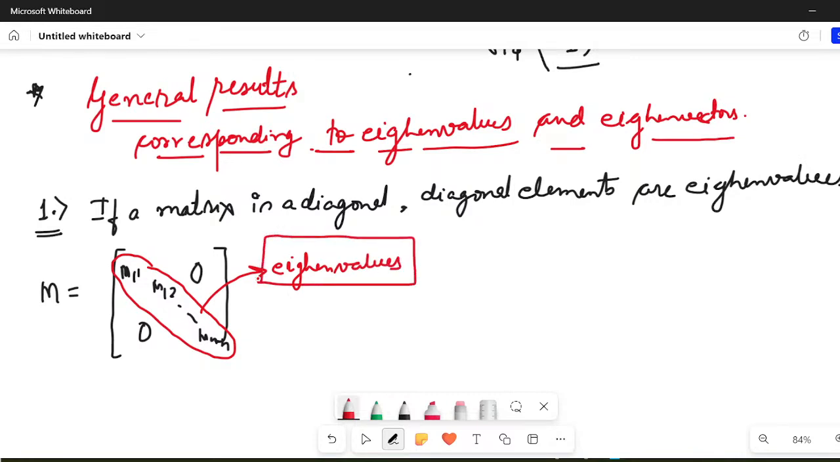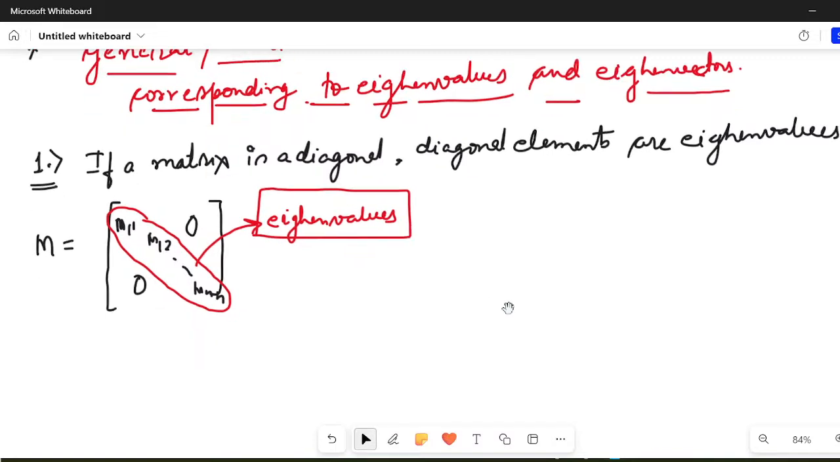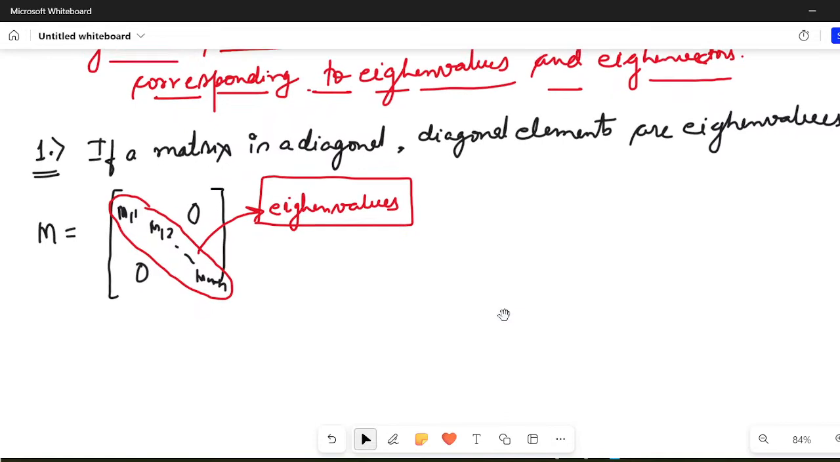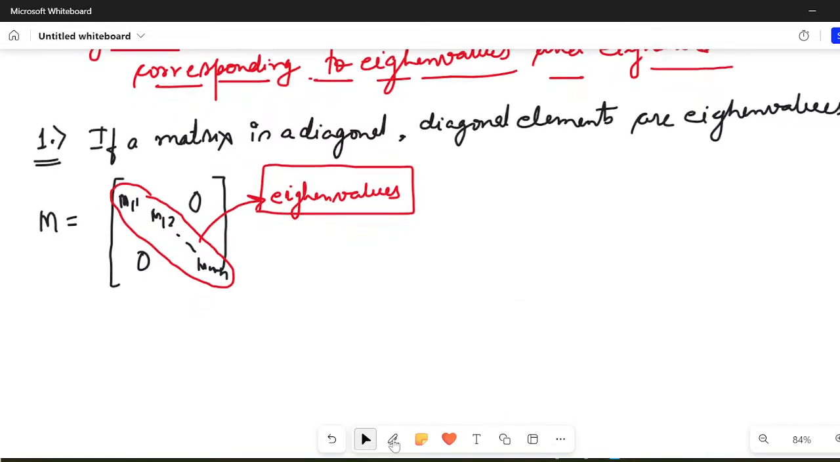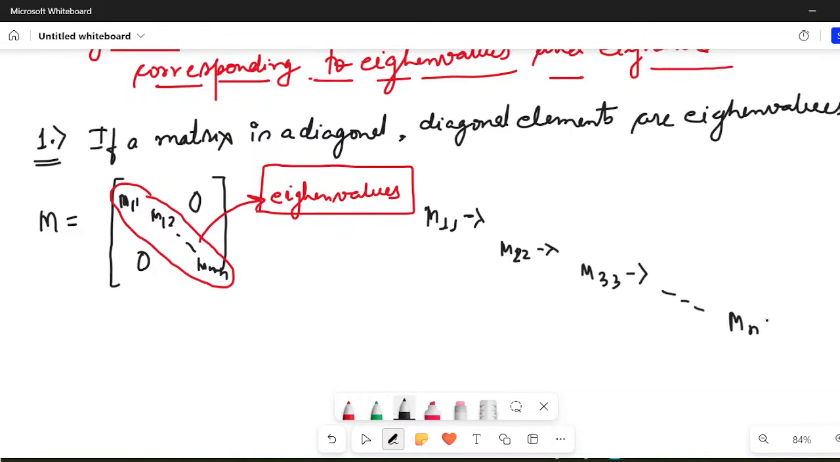These are your eigenvalues. Okay, now let us understand a few more properties. And why this is so, this is quite easy to see. If I have this matrix and if I make a characteristic equation out of it, then what will I get? I'll get m11 minus lambda, m22 minus lambda, m33 minus lambda, and so on and so forth, mnn minus lambda, and I have to take a determinant here.